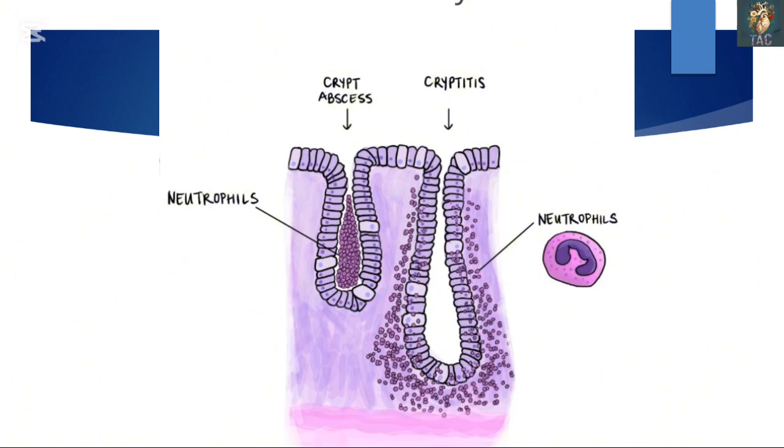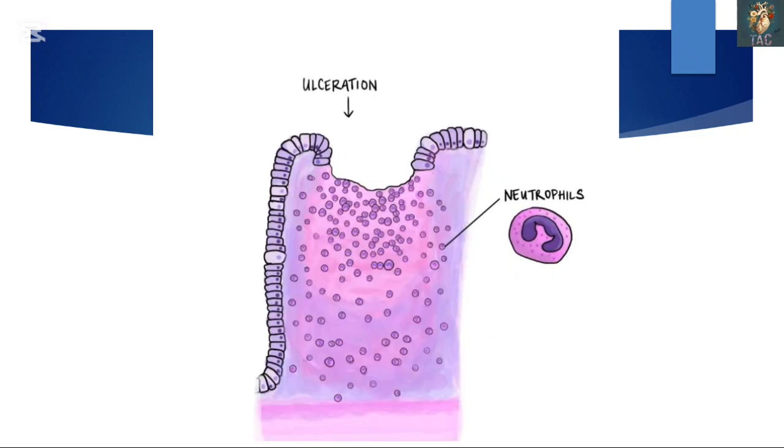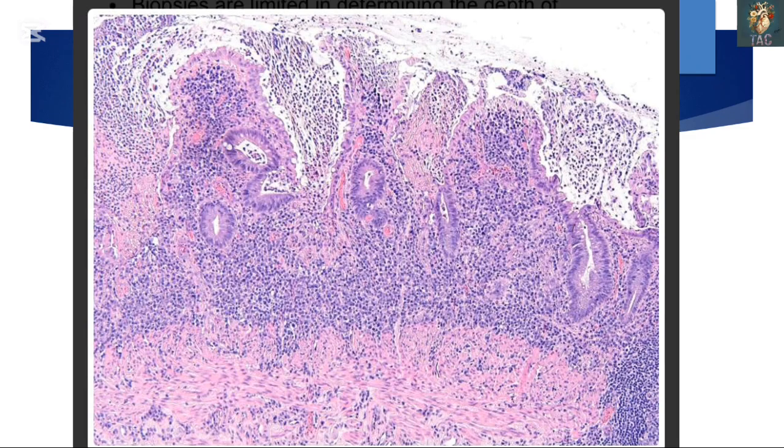Neutrophils infiltrate the crypt epithelium, producing cryptitis, and when they accumulate within the glandular lumen, they form crypt abscesses. As the disease progresses, the mucosa shows areas of erosion and ulceration with overlying granulation tissue. Pseudopolyps may form as a result of regenerating mucosa adjacent to ulcerated areas. So let's have a look at the slide. This is a slide of ulcerative colitis.